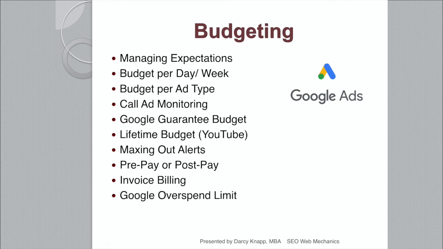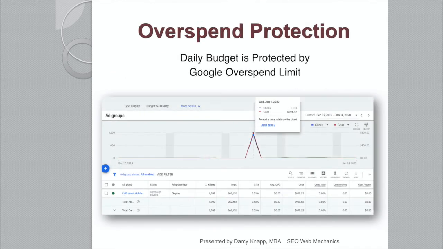Google will provide maxing out alerts on a daily basis to let you know when you're running out of budget in your target area. Google will allow for prepay or postpay billing. You can also have invoice billing if you meet Google's spending criteria and your business meets the qualifications. Google also has an overspend limit. So if you have a daily budget and your daily budget is $5 a day, Google will not spend more than $10 a day. It does max out your budget at 200%. Google does have this overspend protection in place to protect your budget from accidentally going crazy.